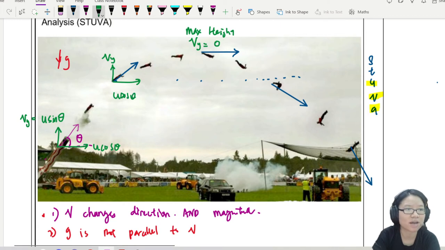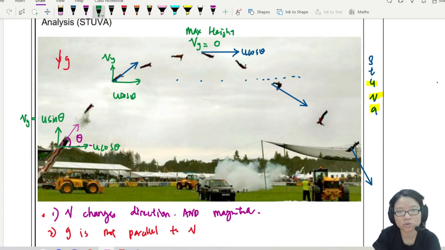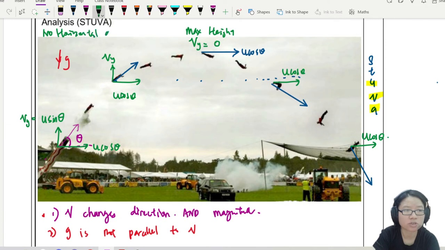Here would be u cos theta. The length of this arrow will straight away be u cos theta. And then as we continue this journey, this will be u cos theta. This will still be u cos theta. All day, every day, u cos theta. Okay? Because there is no horizontal acceleration. All right, I'll list that down later.